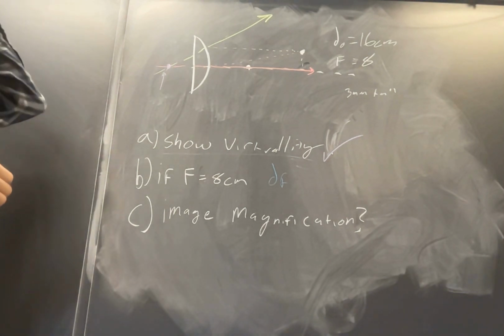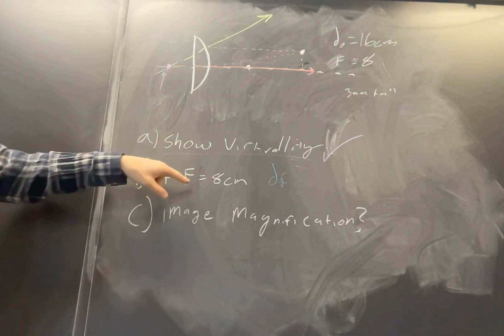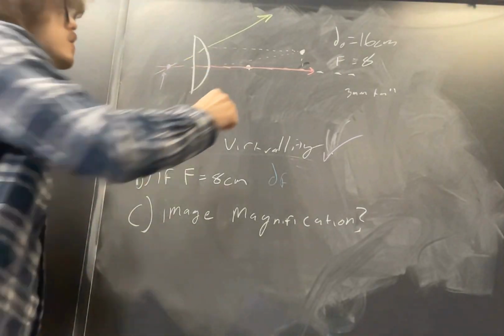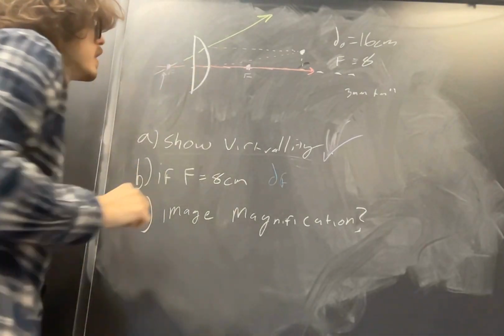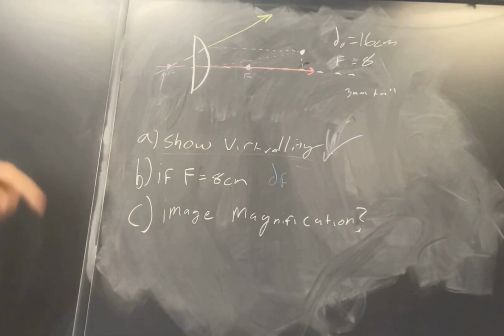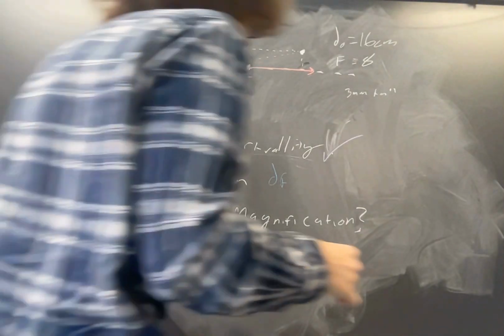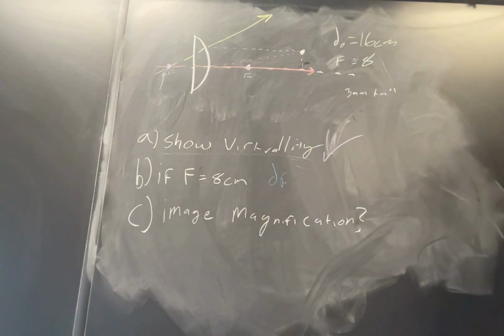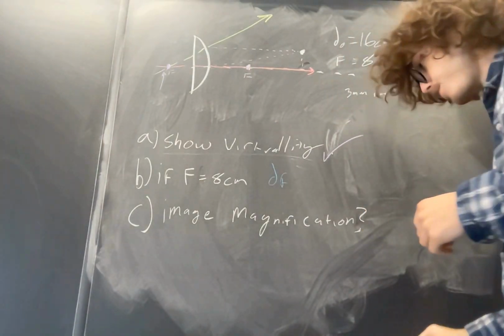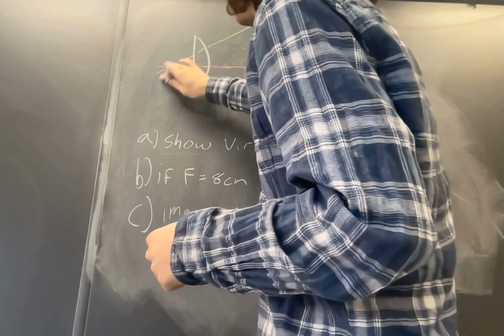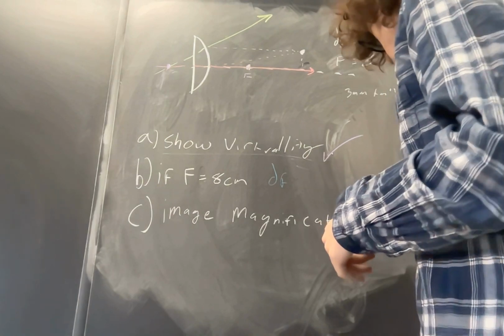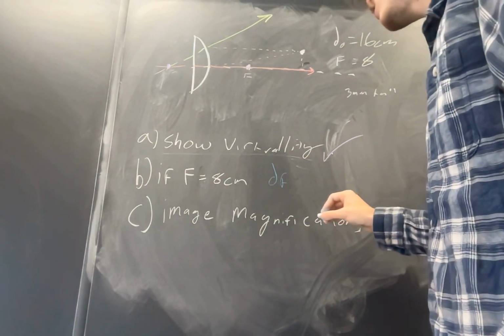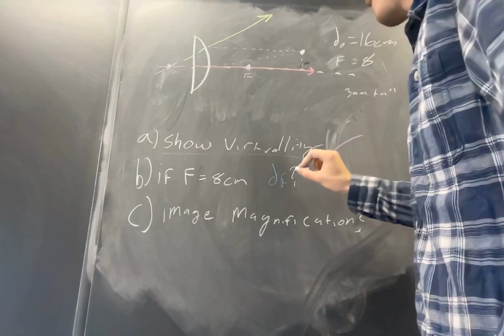But now we need to understand, if the focal length is 8 centimeters, where's that image going to show up? Where is that image? Let's show that it would be right here. The focus point, we want to refer to as being right there. So find d f. How do we do that?